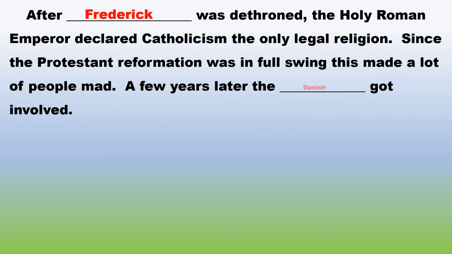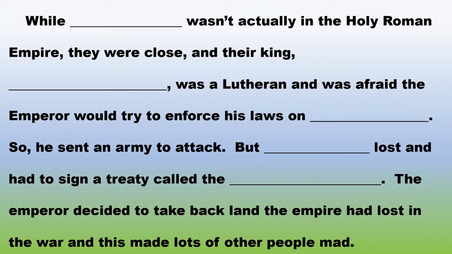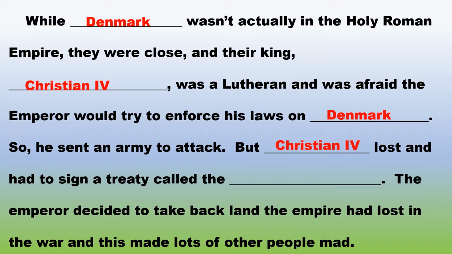A few years later, the Danish got involved. While Denmark wasn't actually in the Holy Roman Empire, they were close. They were a bordering state. And their king, Christian IV, was a Lutheran and was afraid the emperor would try to enforce his laws on Denmark, try to make them be Catholic. So Christian IV sent an army to attack, but they lost and had to sign a treaty called the Treaty of Lubeck.